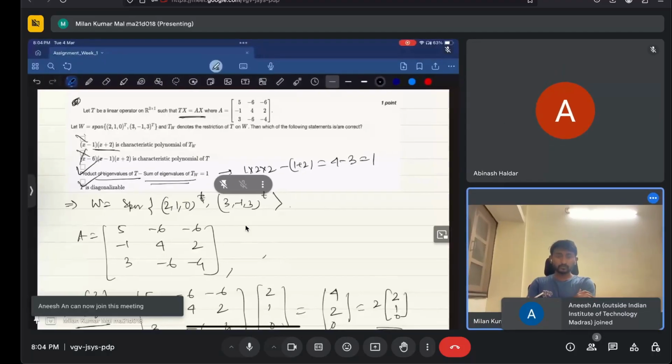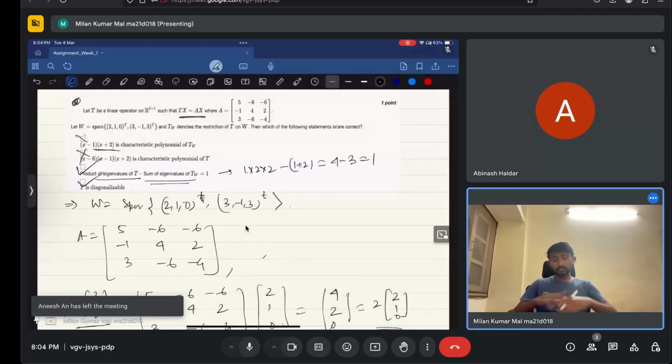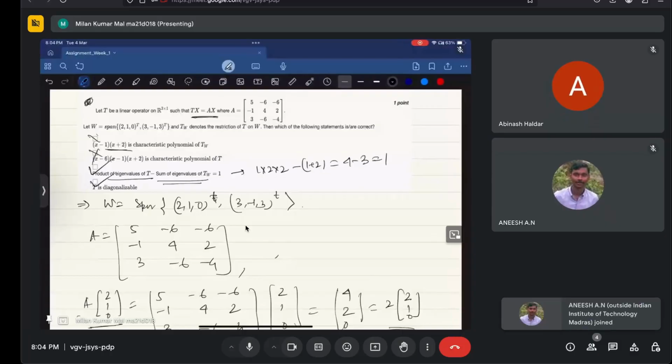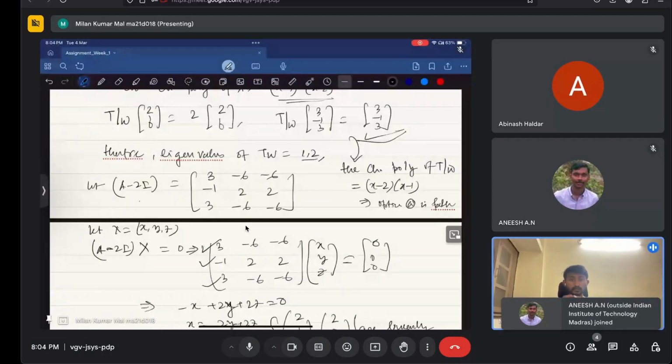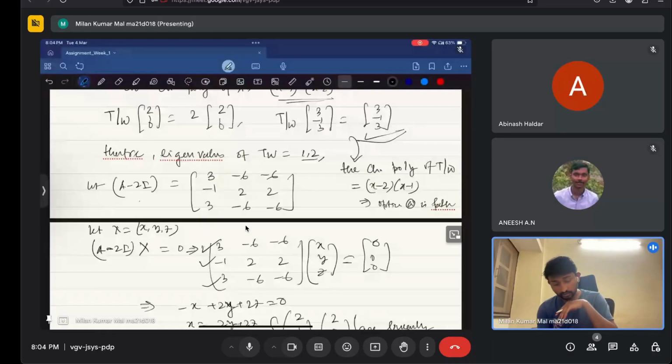So this is all. We will not do this, I will stop here. So these two are the correct options, and the first one is a false option. Product of the eigenvalues of T minus sum, this is also done, and T is diagonalizable, that is also true. So we will not do again. We will not do any more questions for today.